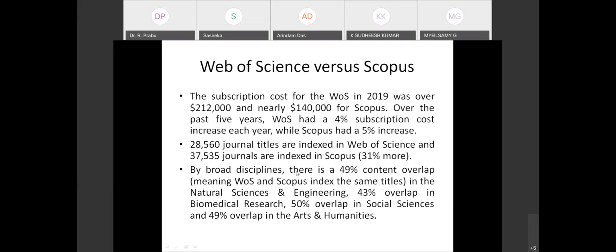These are the broad disciplines. There is 49% content overlap in these databases. They are publishing the same titles. 49% is overlapping, and they are publishing the same content in the two databases in the area of natural science and engineering. There is 43% overlap in the biomedical area of research, 50% overlap in social science, and 49% overlap in the arts and humanities. So the same title, the same journal, may be indexed in both the databases.